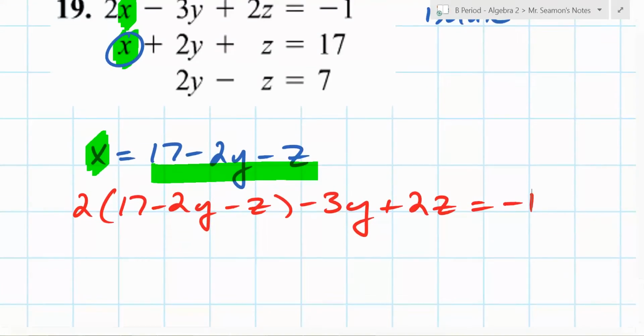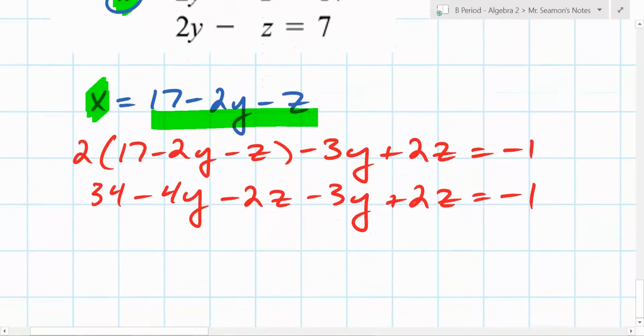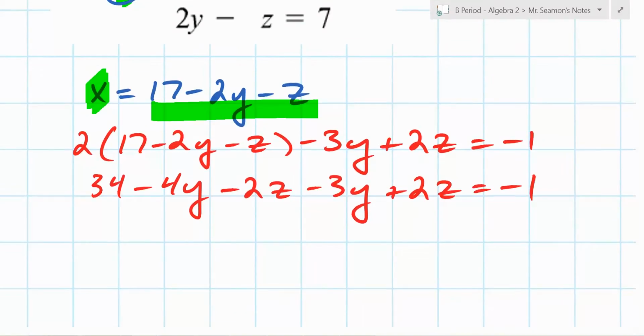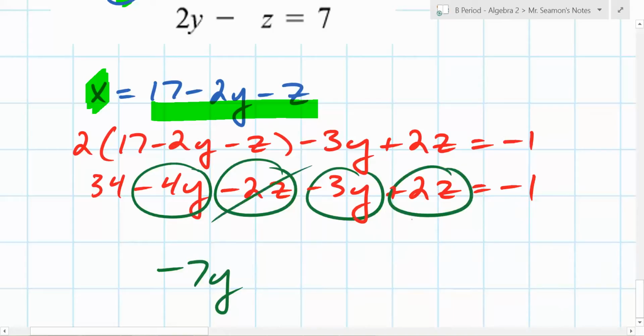We should simplify this using what word? Distribute. 34 minus 4y minus 2z minus 3y plus 2z equals negative 1. Let's count the y's. What do we got for y's here? We got negative 4 and negative 3. So how many? Negative 7y, negative 2z, and positive 2z. What happens to those? They go away. And what should we subtract from both sides? Let's subtract 34.